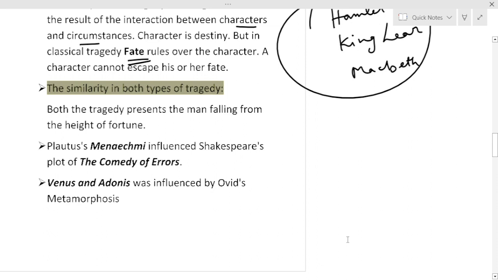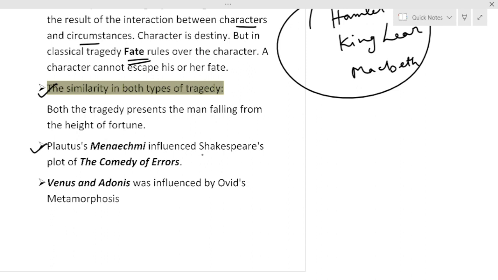Now we'll have a look at the similarity in both types of tragedy. Both present the man falling from the height of fortune. If you think of King Lear or Oedipus, they are both men of stature, and now they are falling from this height of fortune into some hell, into bad circumstances.